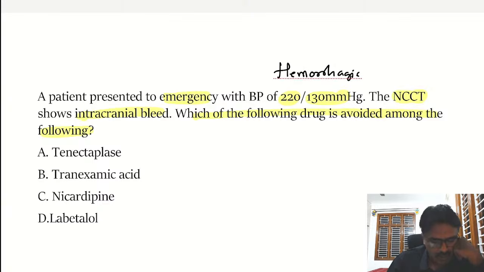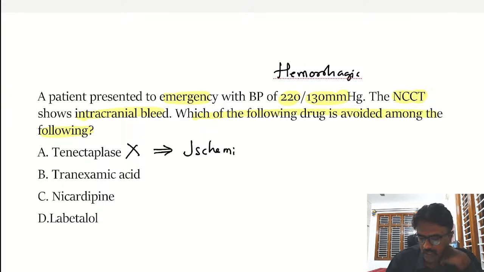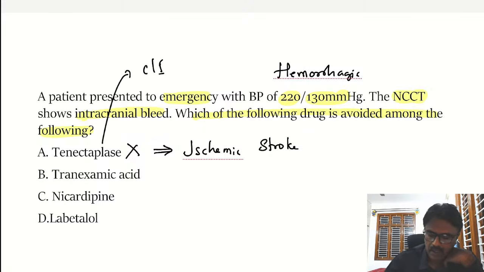Okay, I will come to that, Sai Krishna. Now already there is bleeding. What you should not give is fibrinolytics. Tenecteplase is a fibrinolytic. So tenecteplase should be used in ischemic stroke, not in hemorrhagic stroke. So don't give tenecteplase. It is contraindicated in hemorrhagic stroke, and it is contraindicated in non-ST elevation MI.